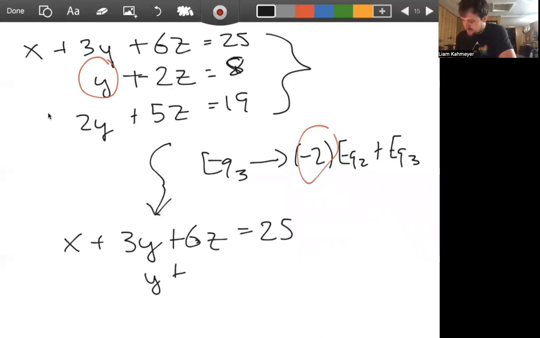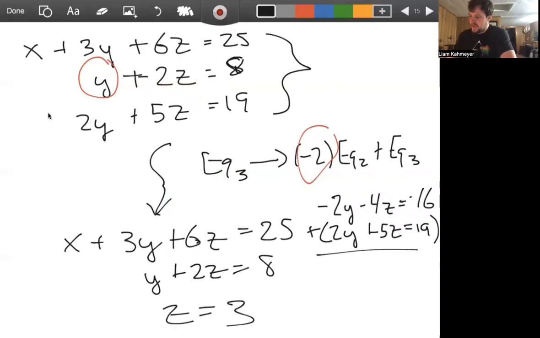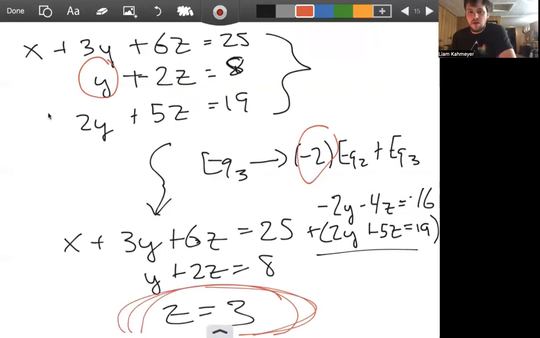And so what we'll get is equation 1 stayed the same. Equation 2 stayed the same. And then equation 3 is now replaced with, well, we'll take -2 times equation 2. This is -2y minus 4z equals -16. And then we're adding equation 3, which is 2y plus 5z equals 19. This sum is going to give us z equals 3.